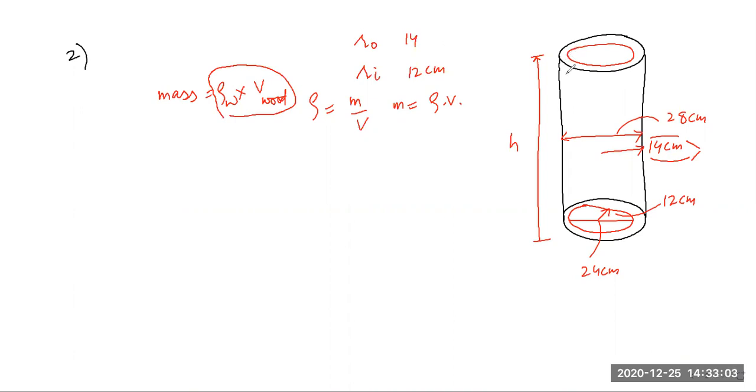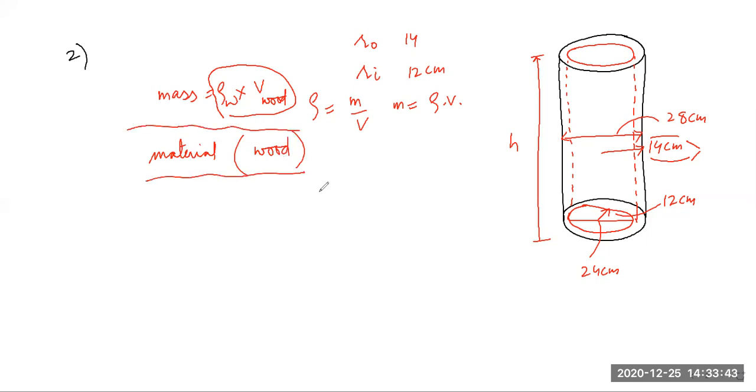The mass of this pipe will not be because of the mass of the air inside it. If you are a research oriented student, there will be some air, but the mass will be negligible. We can add that also, but let's not consider that. So we don't have to calculate the inner volume. We have to calculate only the material used to make this pipe, or simply how much wood is used to make this pipe. Can anyone tell how we will find out how much wood is used?